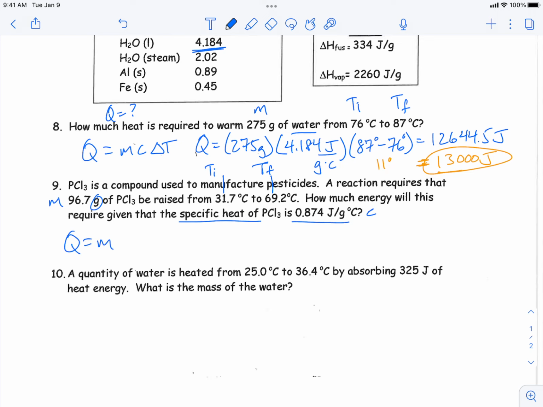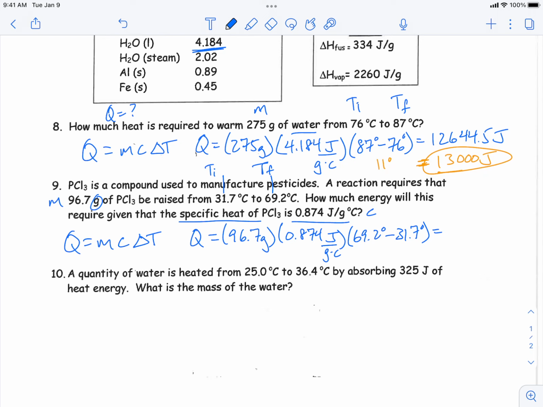So again, our formula is Q equals M times C times delta T. Q equals the mass, which is 96.7 grams. The specific heat of this chemical is 0.874 joules per gram degree Celsius. The final temperature is 69.2 degrees. The initial temperature is 31.7 degrees. So let's go ahead and calculate that out. 96.7 times 0.874 times the quantity 69.2 minus 31.7.